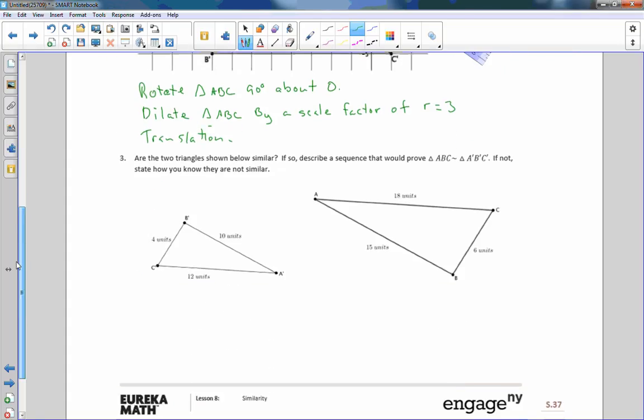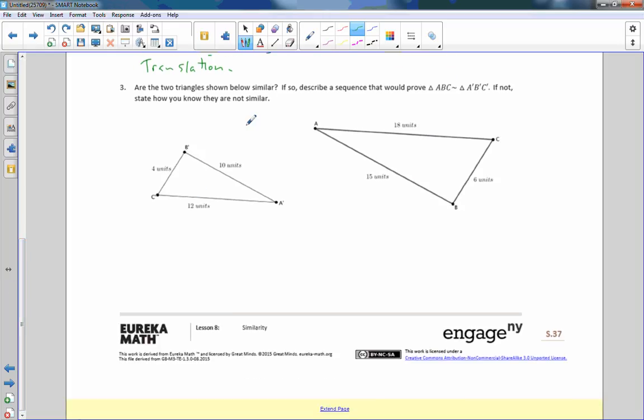Okay. Number 3. Are the two triangles shown below similar? If so, describe a sequence that would prove them similar. If not, state how they are not similar. Okay, so the first thing I would look at is B prime C prime is 4 units.